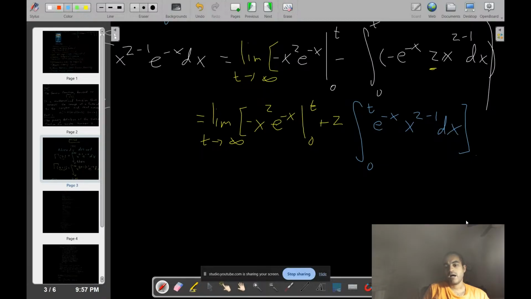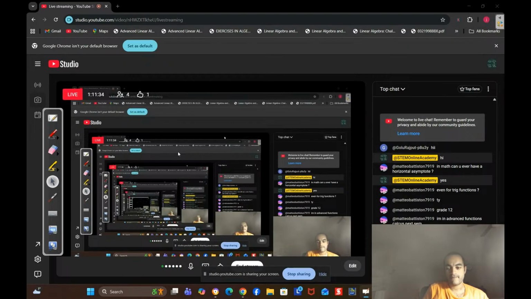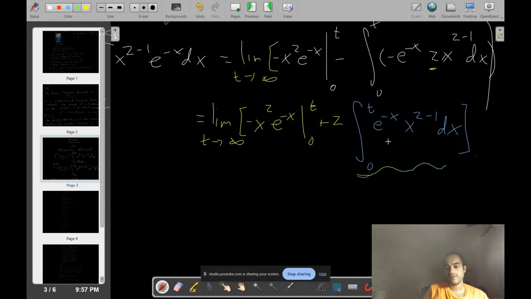Now, some of you may notice something. This integral here, or the next step, is the definition of something. What is that integral the definition of? The integral from 0 to t of e to the negative x, x to the z minus 1 dx. What type of integral is this?